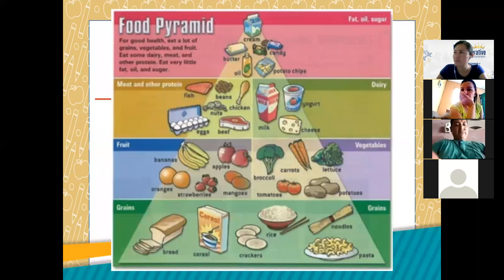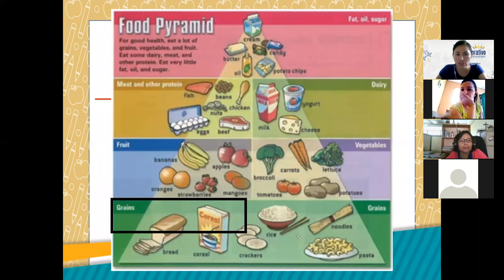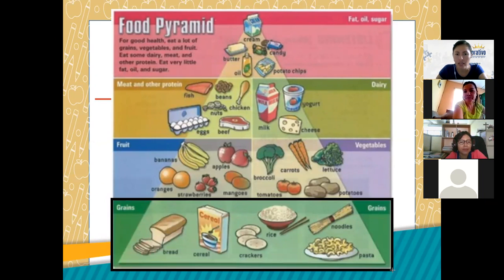So there we have the grains, which is the first section, and I think I'm going to use black, and I'm going to show them here. So here you have the grains. And what can we find in the grains? We can find bread, cereal, crackers, rice, noodles, and pasta.